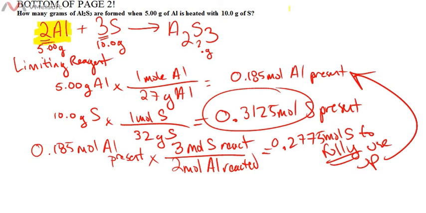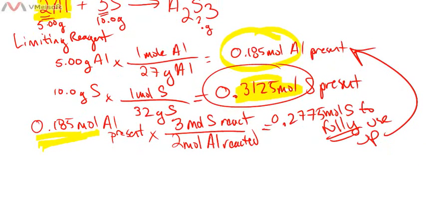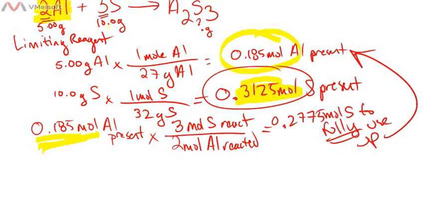If you had chosen sulfur to do this and said, I got this many moles of sulfur, how many moles of aluminum does it take to fully use up this many moles of sulfur? What you would find is that you would need more moles of aluminum than you presently have. So either way you do it, you're going to determine what the limiting reagent is. Now that you've done that, we know that some of this 10 grams of sulfur reacts, but we know all of this aluminum reacts.